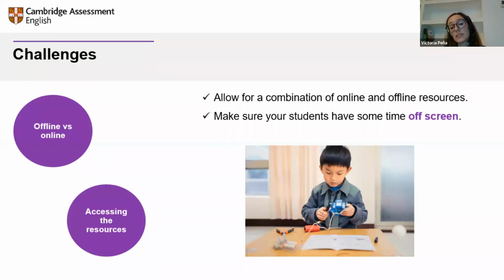Yeah, also making sure that your students have some time off screen. So for young learners, including some coloring or matching activities that they can do on paper, so they don't have to be on the screen all the time. Also, graded books are an excellent resource. We shouldn't forget about them, and it is easy for all students to use them. They don't need online support for that. And then maybe writing, but not typing on the computer, but writing by hand.